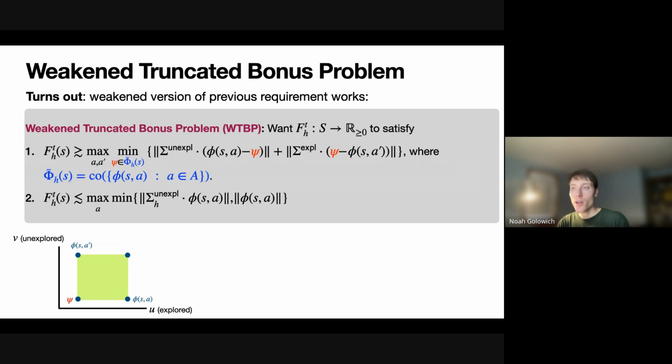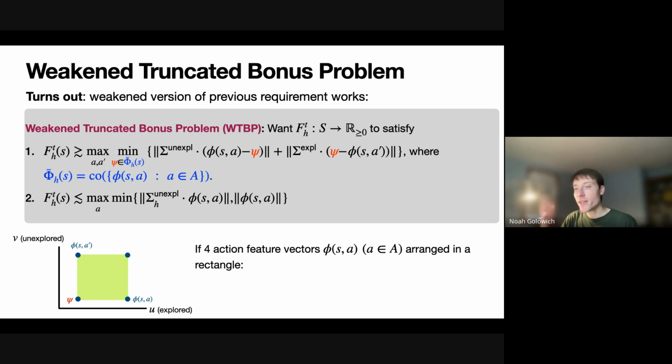So in particular, we're looking at a maximum over pairs of actions A and A prime, and a minimum over vectors psi. And we're going to look, first of all, at the difference between phi of SA and psi as measured in the unexplored subspace. And second, the distance between psi and phi of SA prime is measured in the explored subspace. One can recover the previous requirement by restricting psi to either equal phi of SA or phi of SA prime. But because we're now allowing psi to lie over this whole convex hull, we actually get a much weaker lower bound.